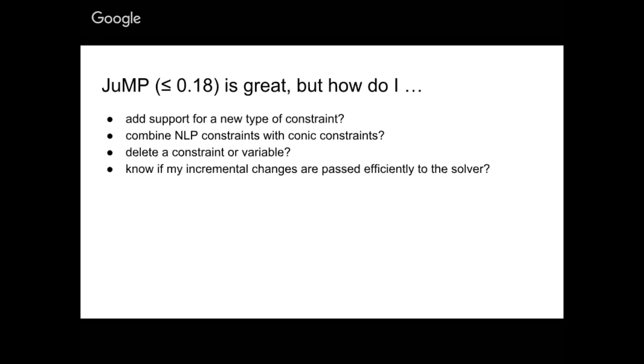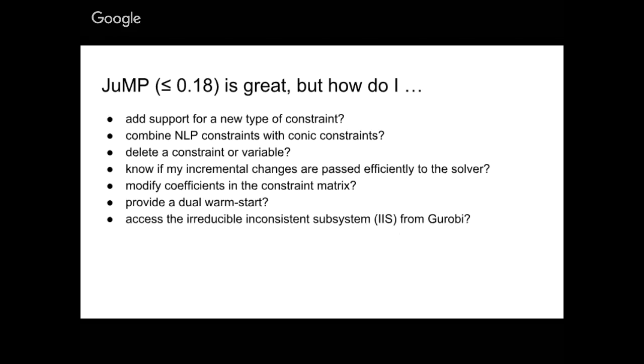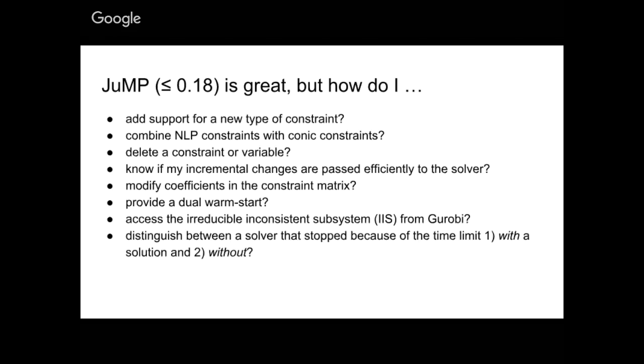How do I know if my changes are passed efficiently to a solver? So JuMP tries to be efficient and avoid reconstructing the model when necessary, but we would not always provide feedback on when that's happening. How do I modify coefficients in the constraint matrix? How do I provide a dual warm start? How do I access the irreducible inconsistent subsystem from Gurobi? How do I distinguish between a solver that stopped because of the time limit with a solution and without a solution? How do I check if a solution is feasible? How do I access multiple solutions found by a solver?